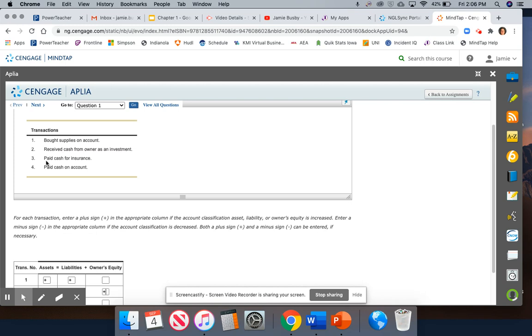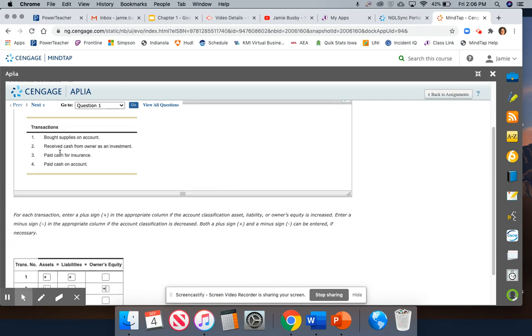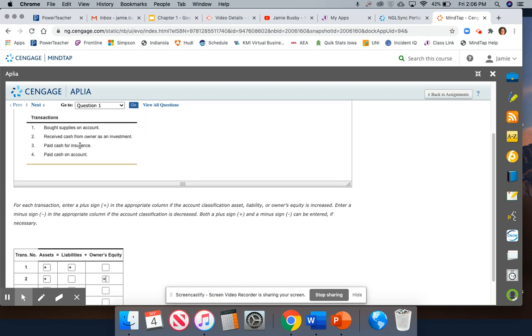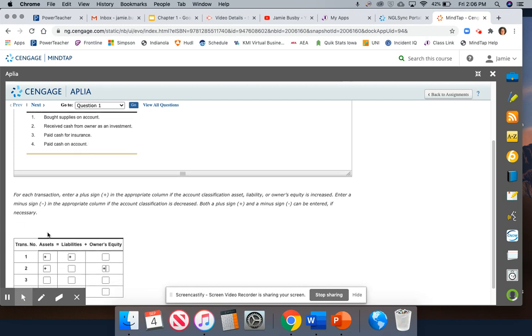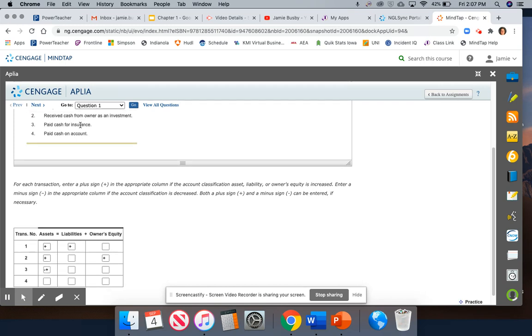Transaction number 3, paid cash for insurance. So if we pay cash, we know that cash is going to decrease, but also our prepaid insurance is going to increase. So we have a negative because cash is going down, but then we also have a positive because prepaid insurance is an asset and that's increasing.